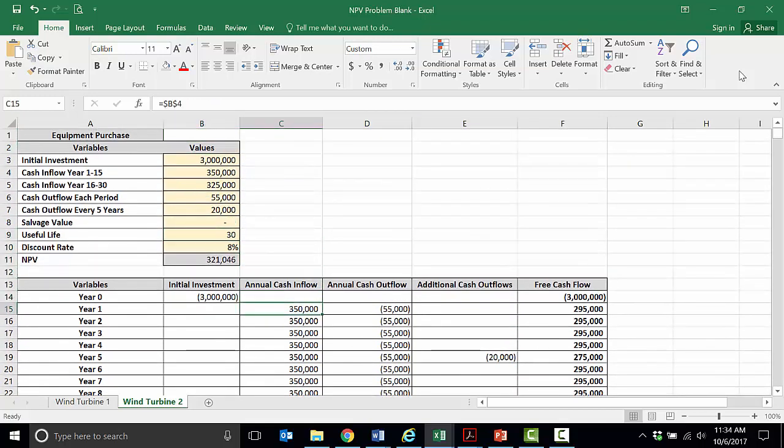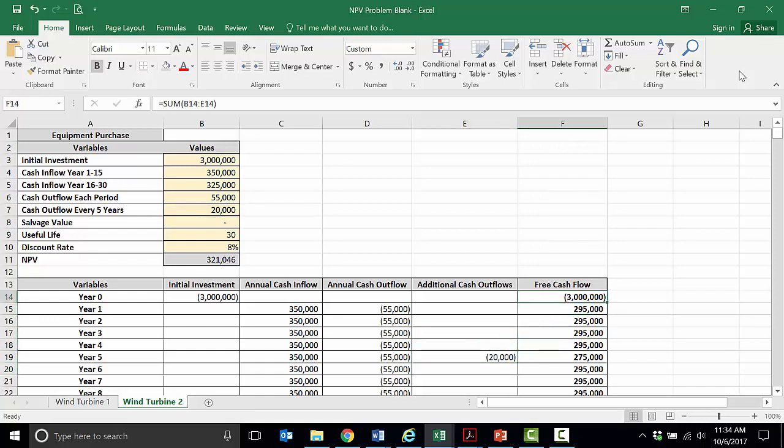So my table already cell referenced to those. You can see I cell referenced to B4 for the inflows for year 1 through 15. And then B6 for the outflows that carried through all 30 years. I also cell referenced to those additional cash outflows that happened every 5 years.